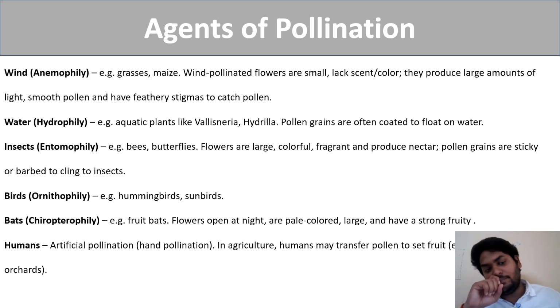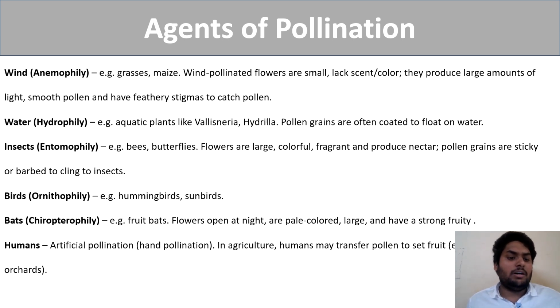Our main pollinating agent is insects, which we call entomophily, like bees and butterflies. Flowers are large, colorful, fragrant, and produce pollen grains which are sticky, and they stick to the insect's body. When the insect goes from one flower to another flower, with the help of this pollination occurs.